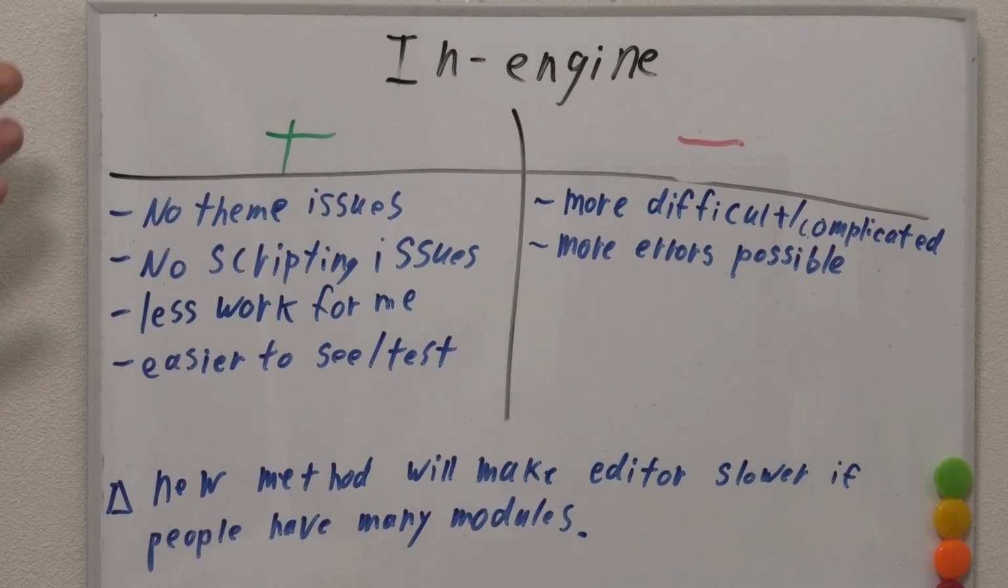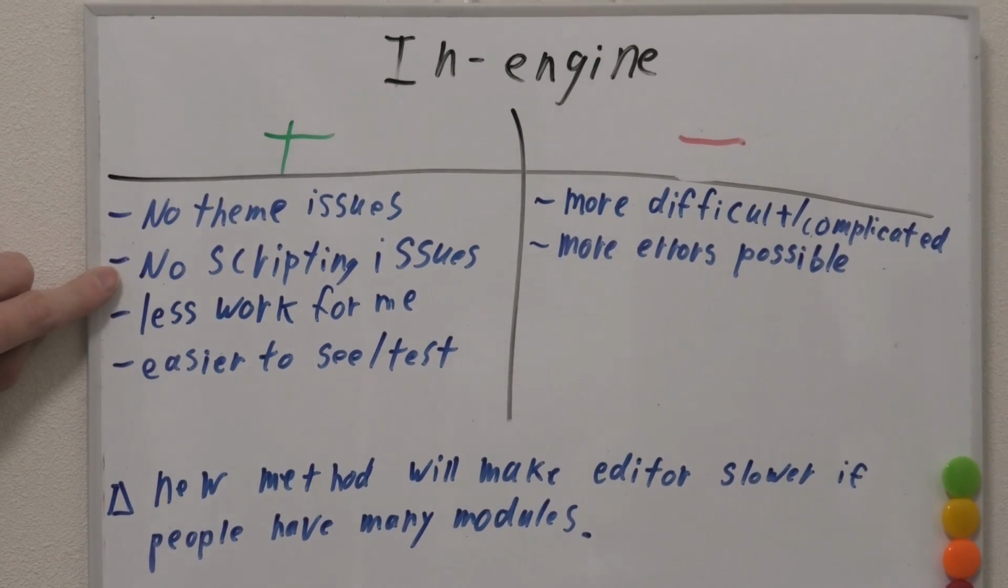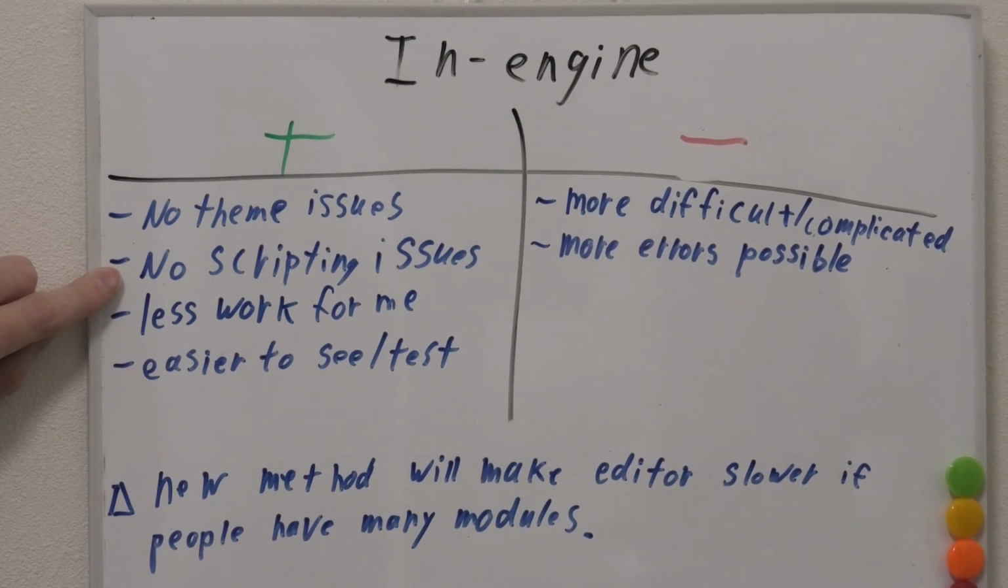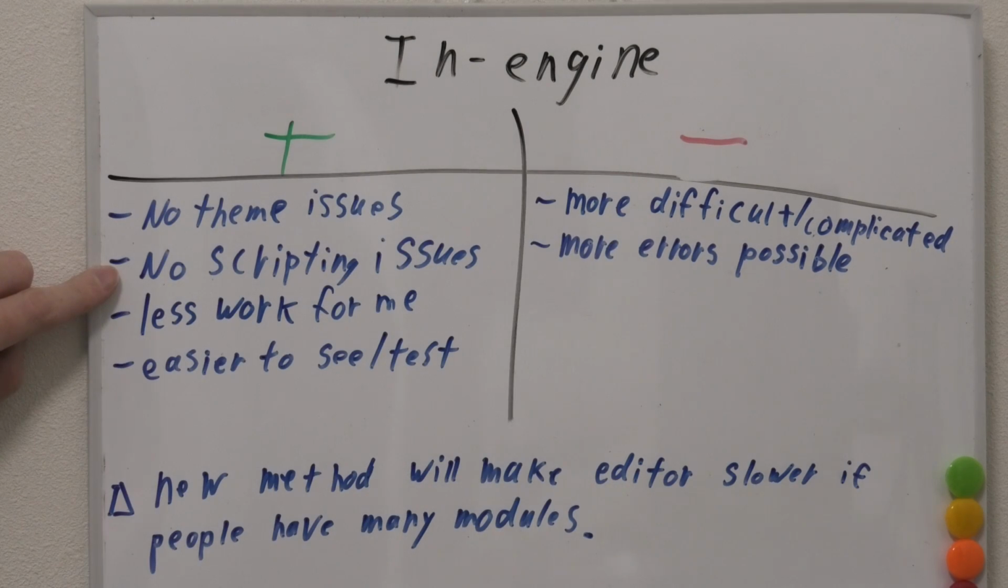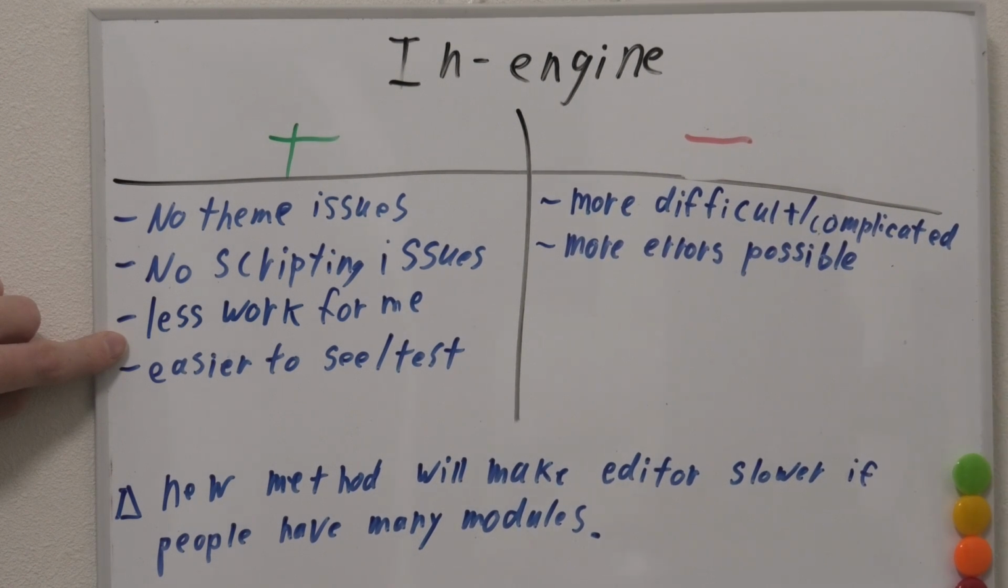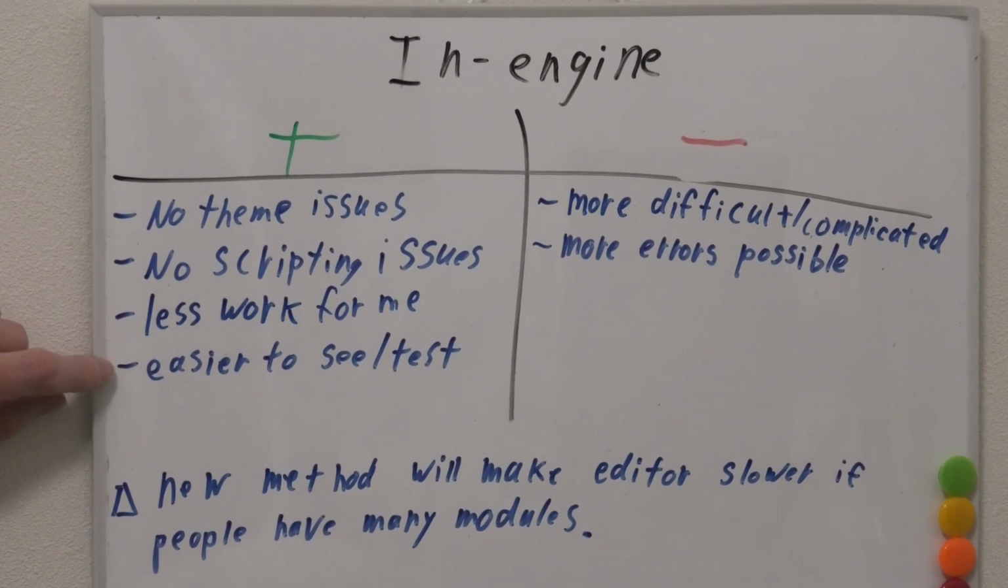So some of the positives of making it in engine: no theming issues, so everything can use the default theme or people can just create their own theme. No scripting issues, because as we've seen, using the autoload functions, it does not really work and it's not very convenient to find everything. It requires less work for me as well, because I don't need to create a whole documentation sheet of all the functions that people can use. Again, that's kind of combined with the no scripting thing.